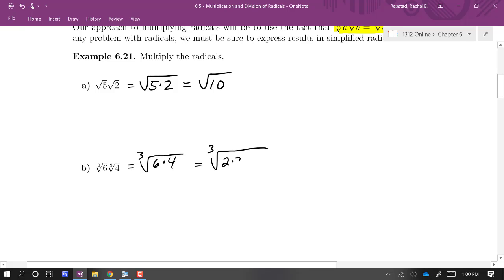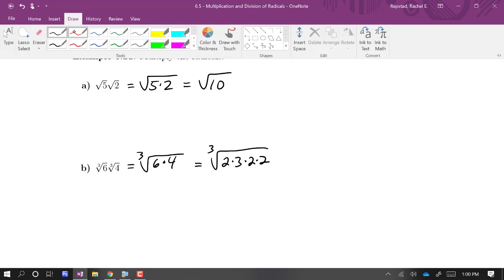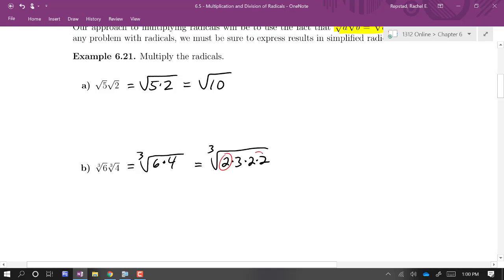6 is 2 times 3, 4 is 2 times 2, and now that we've multiplied them together, we do in fact have a set of 3 twos that we can take out, and what's left inside is a 3. So 2 times the cube root of 3, and there's the product in simplest radical form.